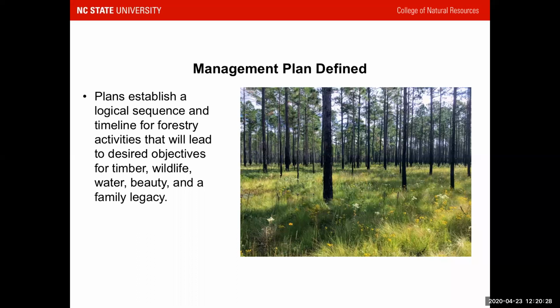And the management plan will help you get to your ideal forest, which for most owners with longleaf pine, is this picture here you see, the ideal longleaf pine savanna forest. So the plan helps you establish a logical sequence and timeline for those activities that will help you to achieve your desired objectives, whether it's for timber, wildlife, water, aesthetics, or beauty, and leaving a family legacy.